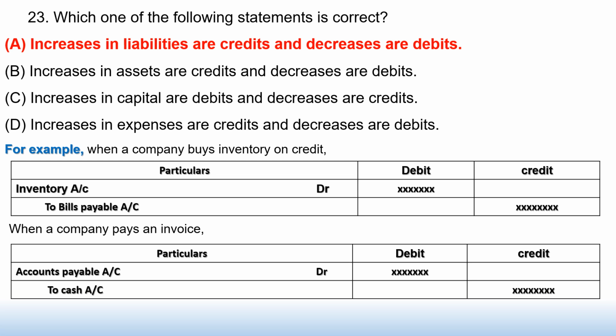For example, when a company buys inventory on credit, inventory account is debited to bills payable account. So liabilities increase, and bills payable is credited. When a company pays an invoice, accounts payable account is debited to cash account, as that liability decreases when making payment. So accounts payable is debited.